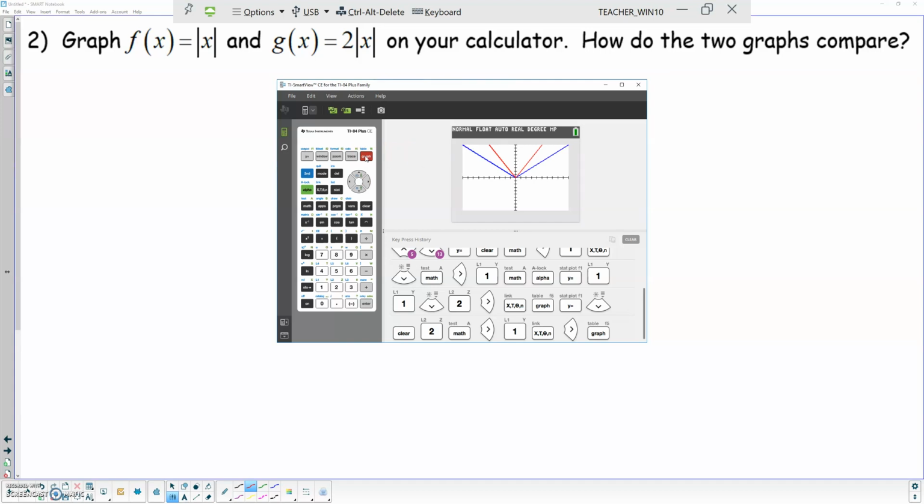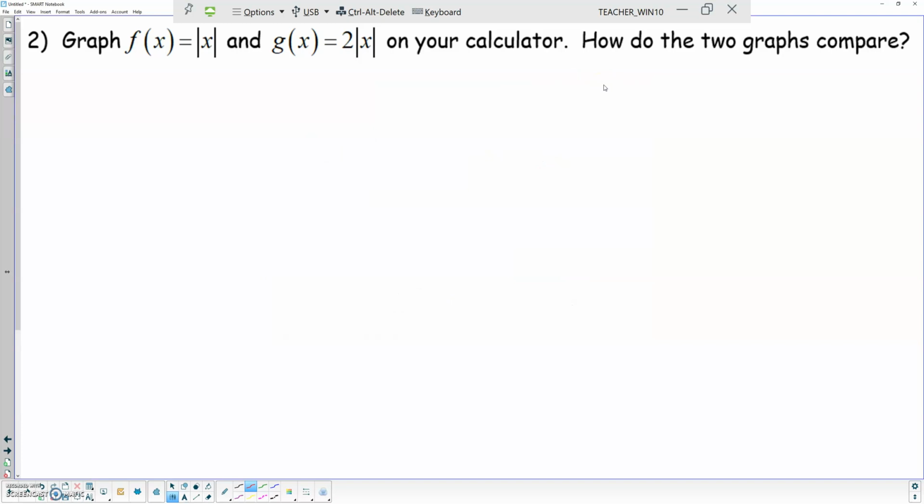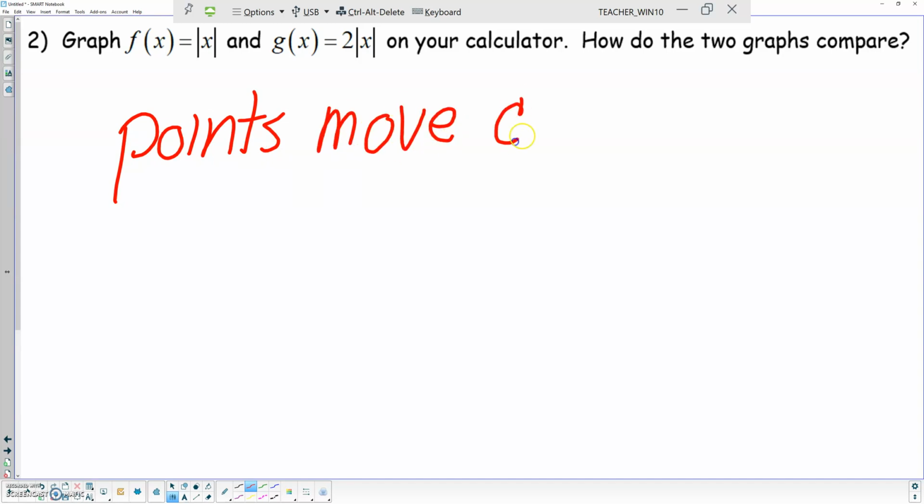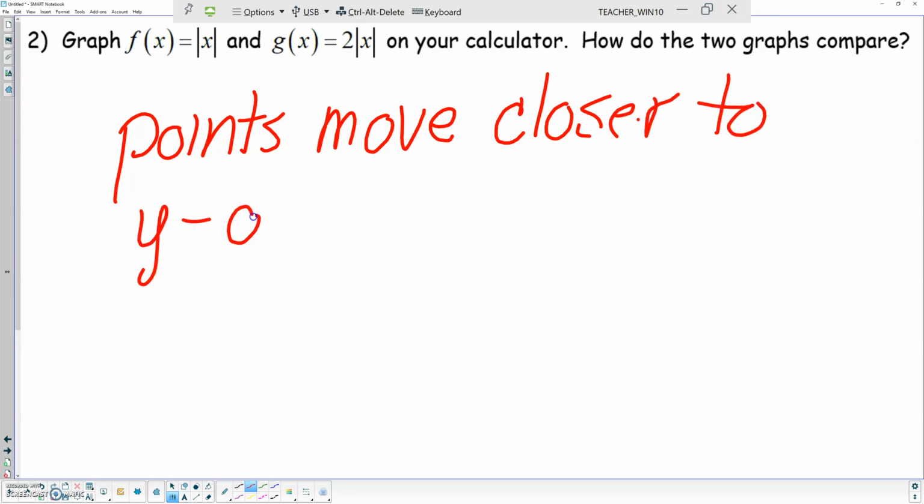Okay, so again, you'll notice that the two graphs have the same vertex, which is the origin, but now my points are getting closer to the y-axis. It's almost like the graph is getting skinnier, okay? So this is what we call a vertical stretch. All right, so when we describe how the graphs compare, we're going to say the points move closer to the y-axis. And this is called a vertical stretch.